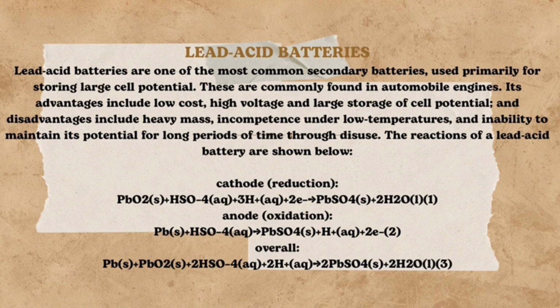Next, lead-acid batteries. Lead-acid batteries are one of the most common secondary batteries used primarily for storing large cell potential. These are commonly found in automobile engines. Its advantages include low cost, high voltage, and large storage of cell potential, and disadvantages include heavy mass, incompetence under low temperatures, and inability to maintain its potential for long periods of time through disuse. The reactions of the lead-acid battery are shown below.